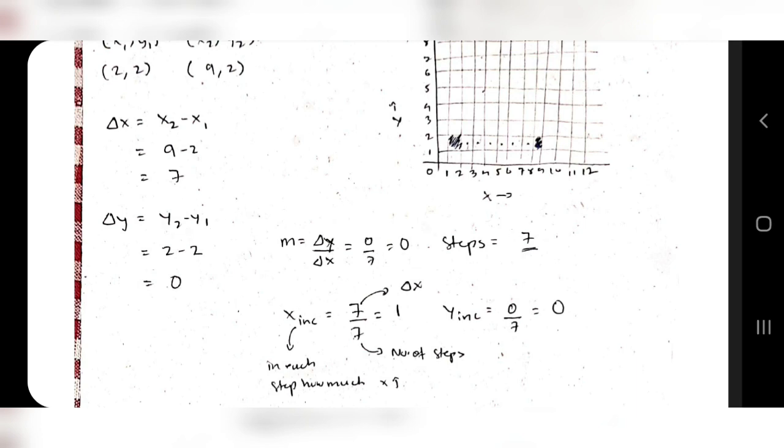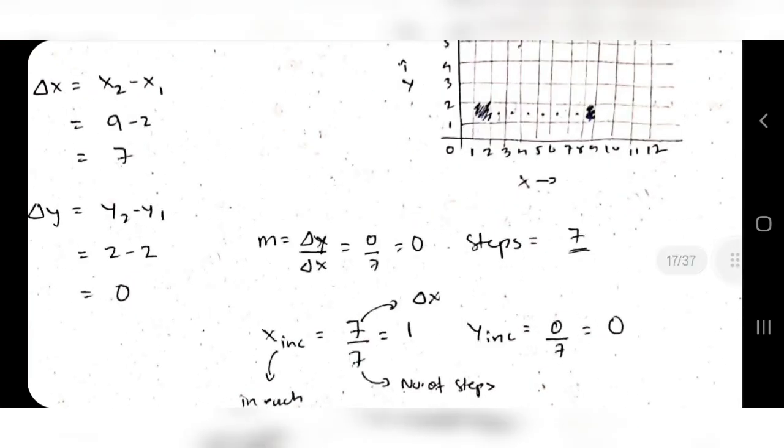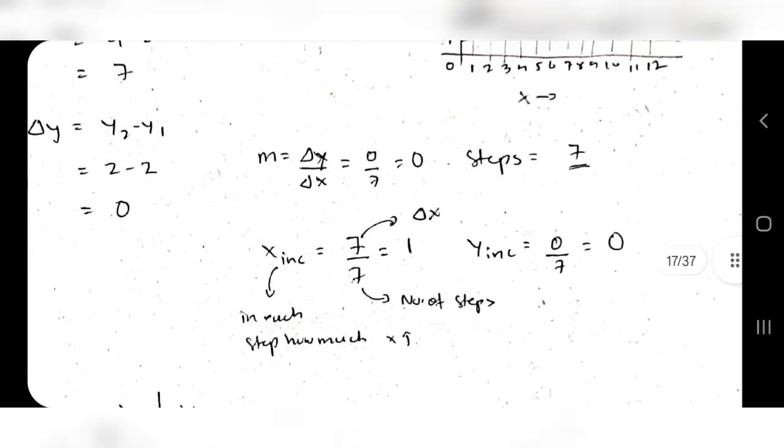Steps will be taken as 7. Why are steps taken as 7? We have to consider the greater value between delta x and delta y, and that greater value is what we take. That means the number of steps will be there, right? So that is the steps here.